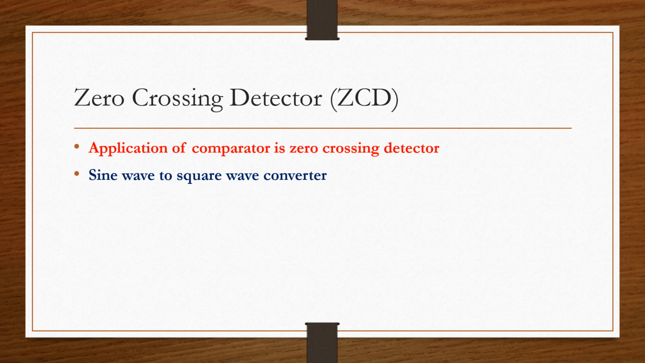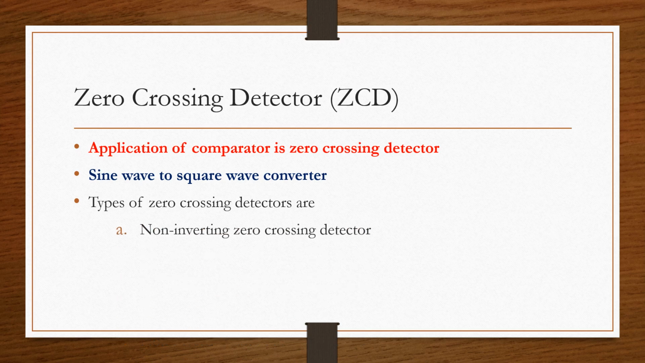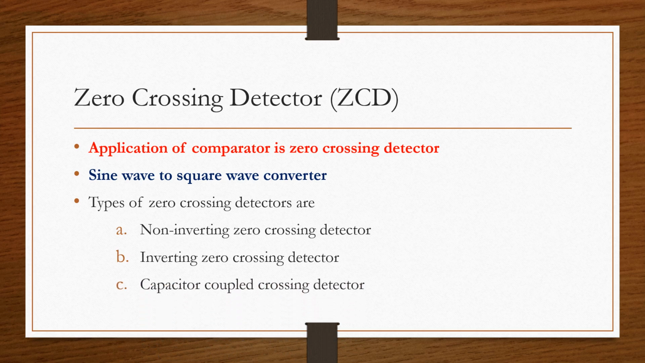The various types of zero crossing detectors are: the first one is non-inverting zero crossing detector, inverting zero crossing detector, and capacitor coupled crossing detector. So we will see all the three in a more detailed form.